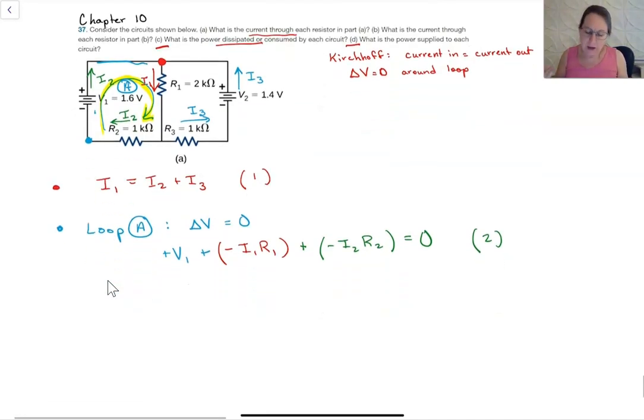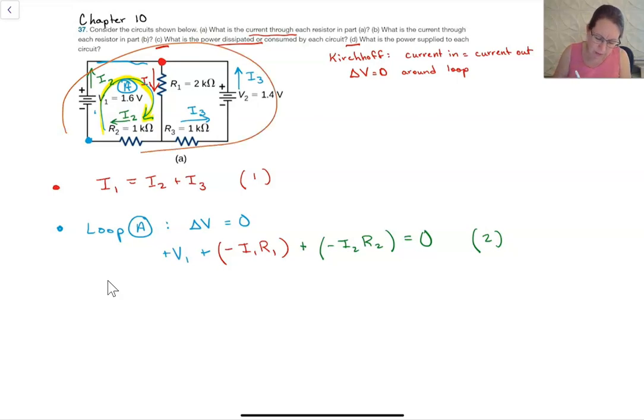Okay, then I have a choice. I can do the outside loop or I can do the inside loop, and I can go clockwise or counterclockwise. It doesn't matter as long as I'm consistent. I'll go ahead and do the outer loop so you can see how that goes, but again, it doesn't matter. So this is going to be loop B.